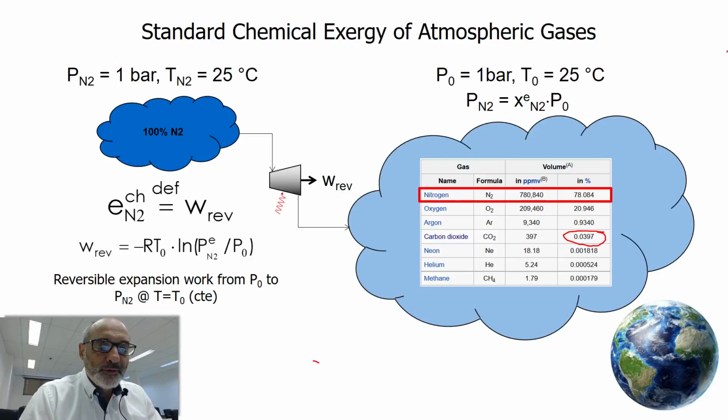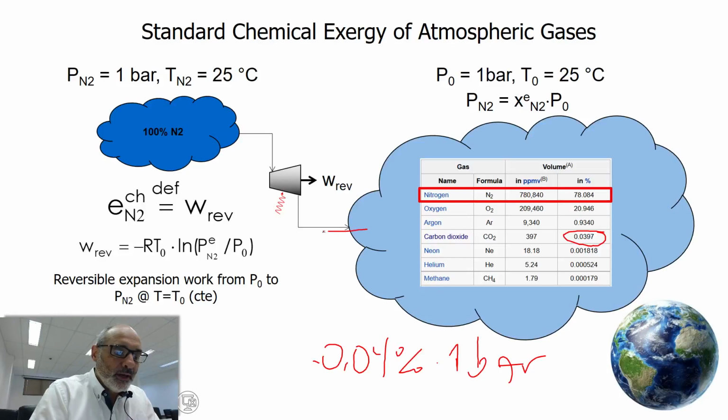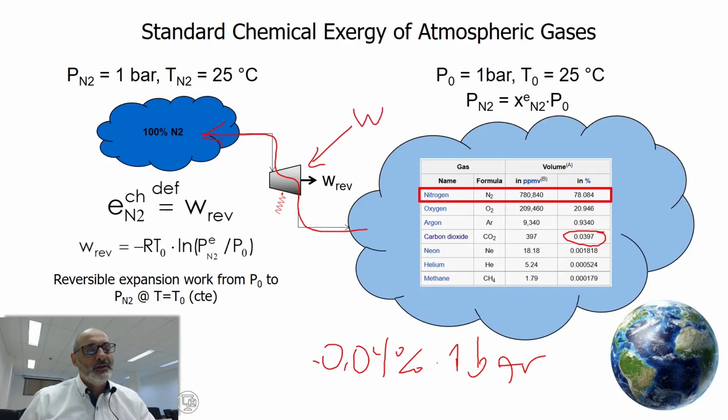So to remove CO2 from the atmosphere means to compress it from 0.04% of a bar times 1 bar. So I'm going to compress from this very low pressure to 1 bar. In this situation, I have to add work to this. So I have to have a compressor.